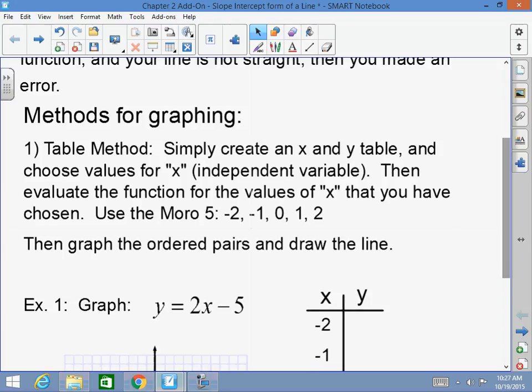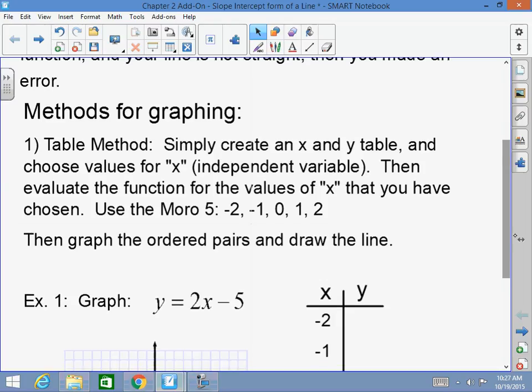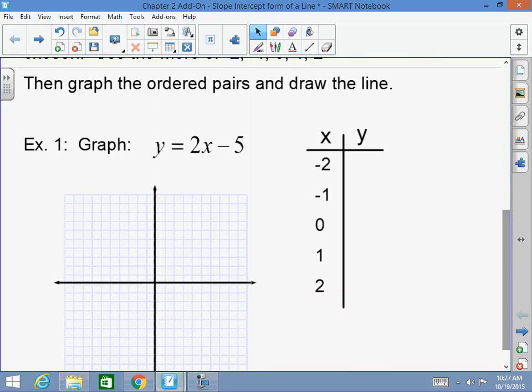The first method, of course, we've talked about. We're just going to review it real quick. You plug in and you make a table, okay? You make a table, and you use the magic 5, which is -2, -1, 0, 1, and 2. The only time that you would not use the magic 5 is if your coefficient of x, the slope, let's say, had a fraction.